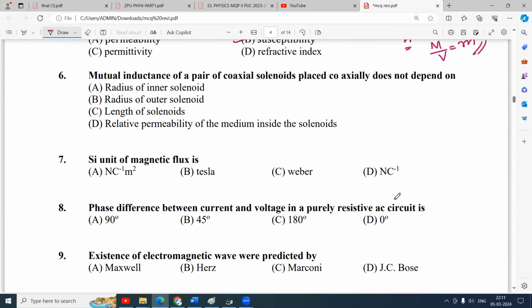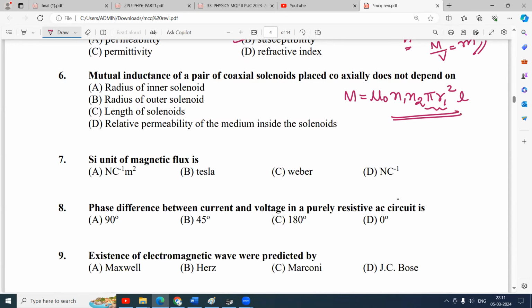Sixth one, mutual inductance of a pair of coaxial solenoids placed coaxially does not depend on... And you know, the mutual inductance between a pair of solenoids is M equal to mu naught, number of turns per unit length in the first coil, number of turns per unit length in the second coil, area of the smaller coil, pi R1 squared, into length of the coils, coaxial solenoids. So pi R1 square, because it is the smaller area which enjoys the flux every time.